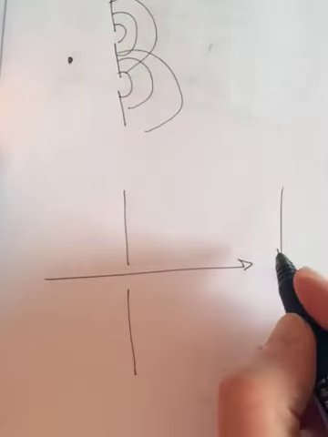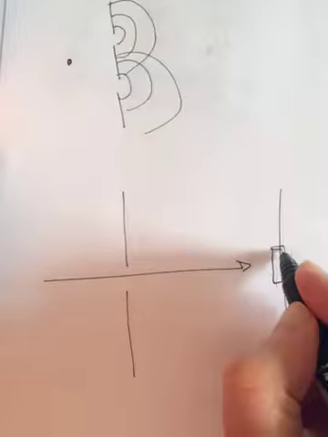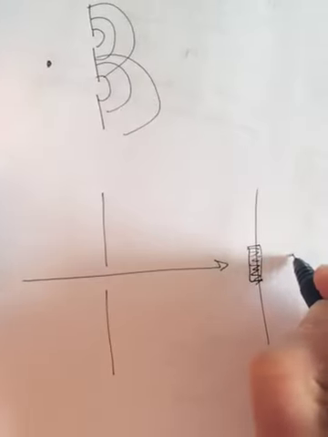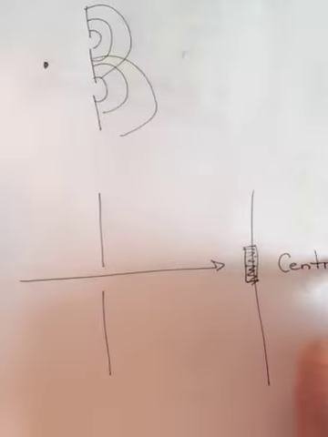For a single slit, if I put my screen back here, most of the light will go straight through. So most of the light will go straight through, and you will get a really bright, thick central max over here.